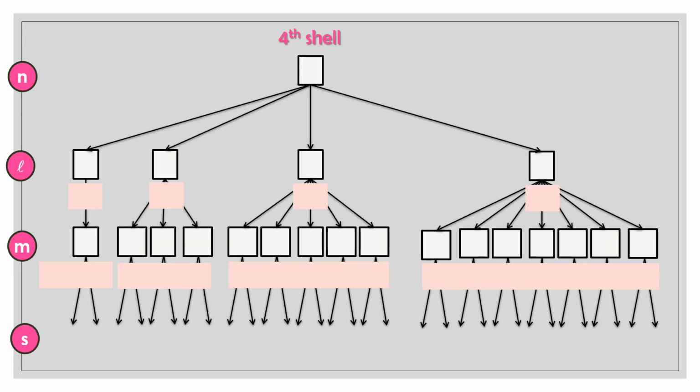Dah settle hierarki first shell sampai third shell, cuba buat pula hierarki untuk fourth shell. Kalau yang fourth shell ni dapat buat dengan cekap, that means dah faham. Bolehlah proceed kepada video yang seterusnya, iaitu problem solving using quantum numbers.